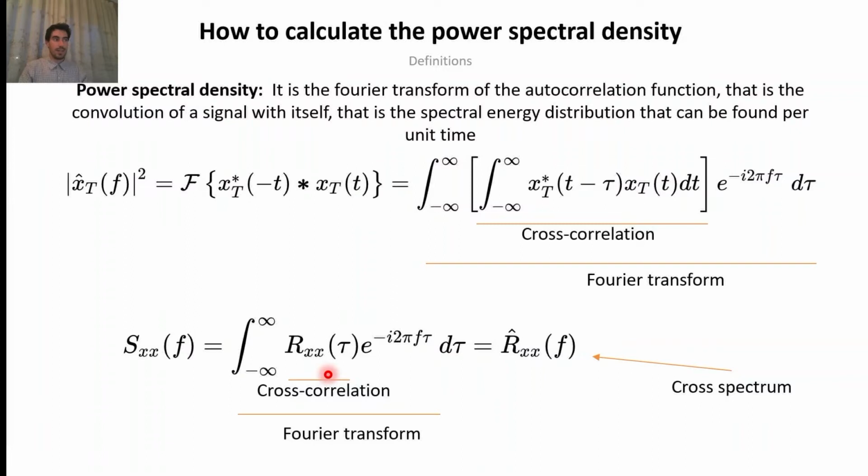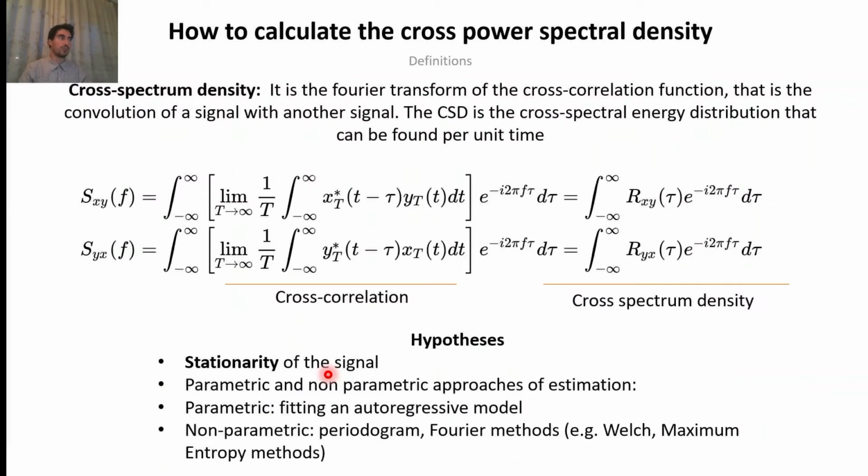Now, it's very easy from this to go to the actual cross spectrum density. It's just a matter of substituting one x with a y, which is another signal. So this is the cross correlation function, and what you do is basically the Fourier transform of it. And the CSD, as you can call it, is the cross spectral energy distribution that can be found per unit time.